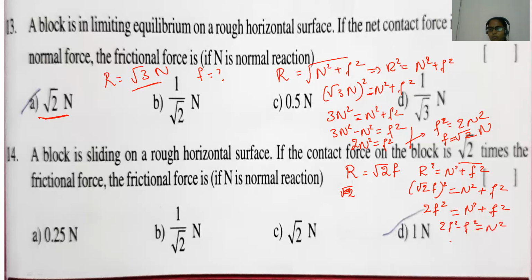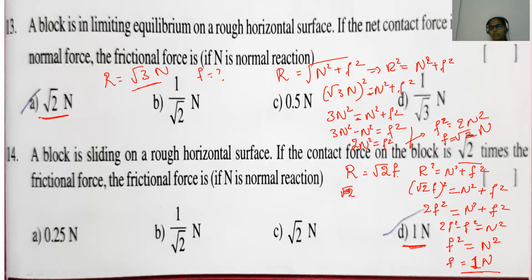So 2F square minus F square gives F square is equal to what, children? Just N square. We want to find only F. So F is equal to what, children? Root of N square is N only. So we can write 1N, or you can write only N. Both are correct. So option D.